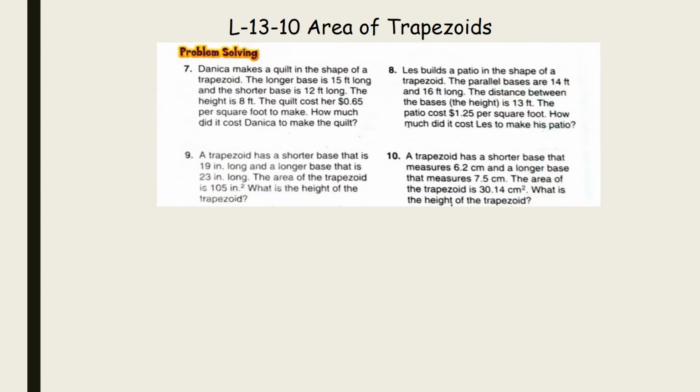Now you start problem solving. Dynamics a quilt in the shape of a trapezoid. You can see a trapezoid is there. Then the longer base is 15 feet long and the shorter is 12 feet and the height is 8 feet. And in this one the quilt costs her 0.65 per square feet to make it. That means first you find the area and then after that you multiply with 0.65, then you find the cost. Okay, I think this one is understood.